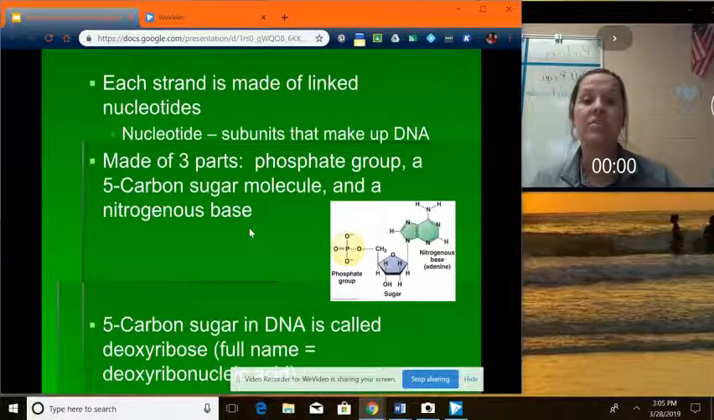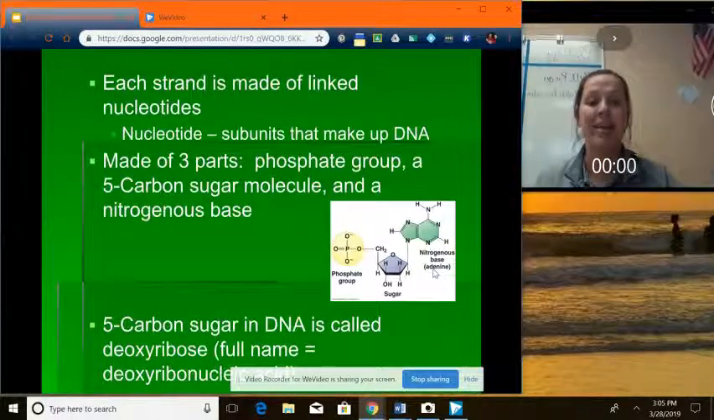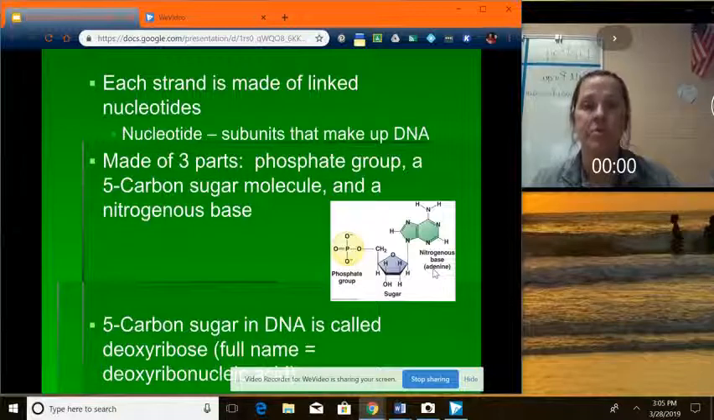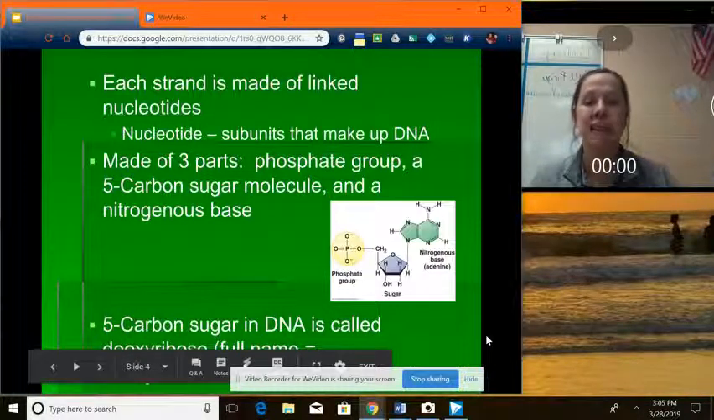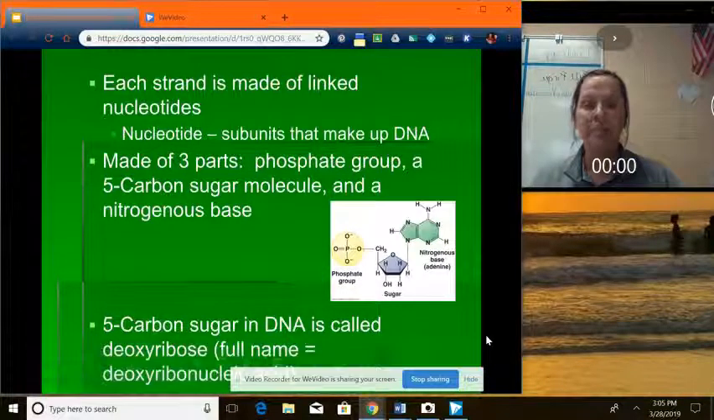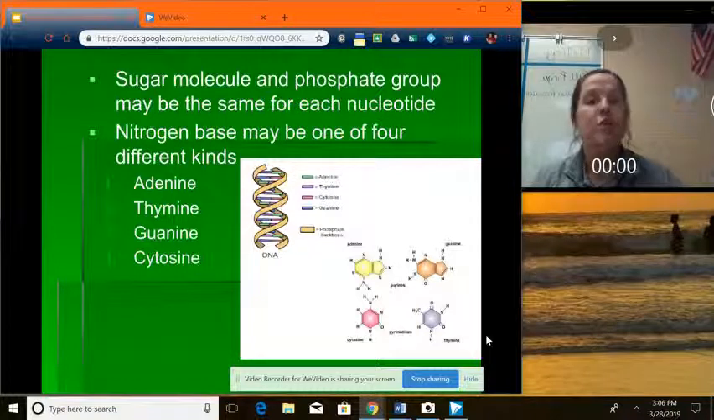Now, the base differs, and you can see in this picture that they are using adenine, but based on the last slide, you could also use thymine, guanine, or cytosine as well. The 5-carbon sugar in DNA is what we call deoxyribose. The full name of DNA is deoxyribonucleic acid. Again, I'll never expect you to know that or how to spell it, but that is what DNA actually stands for.